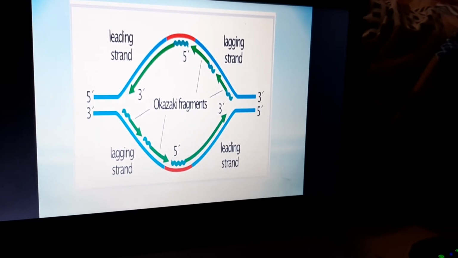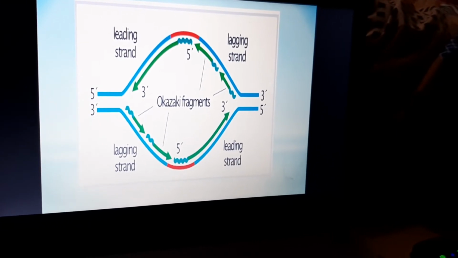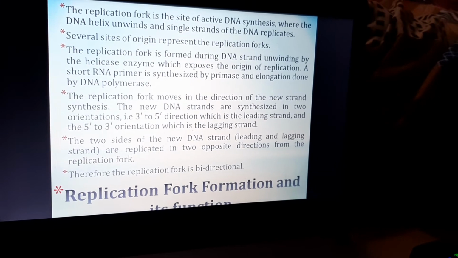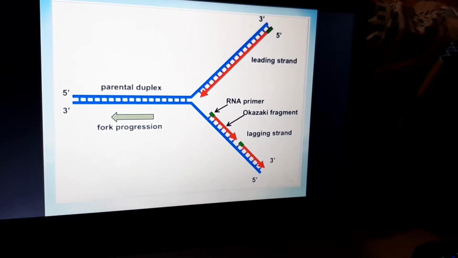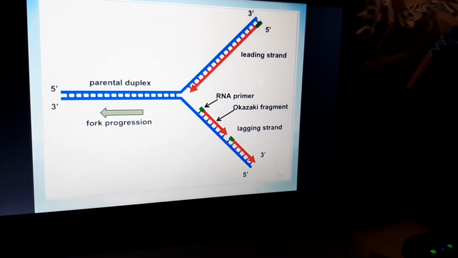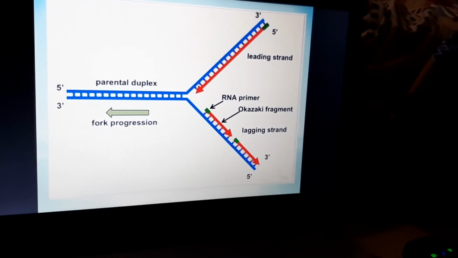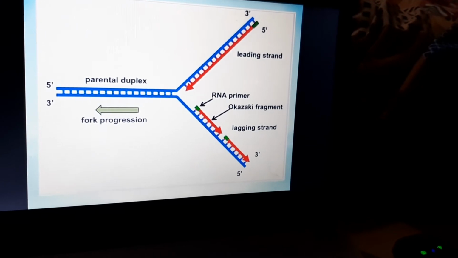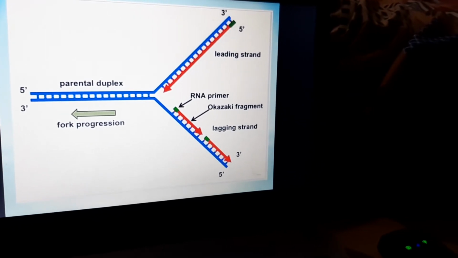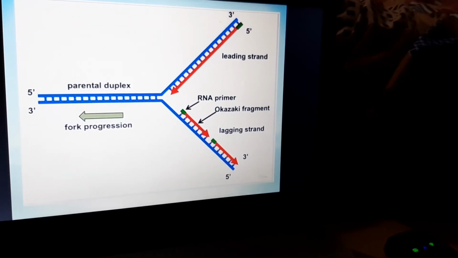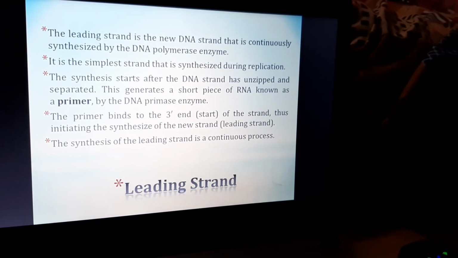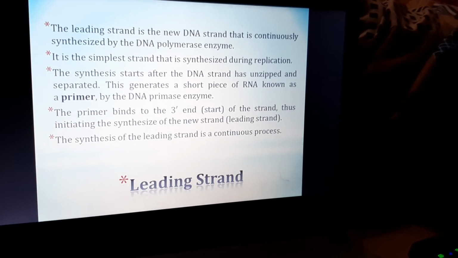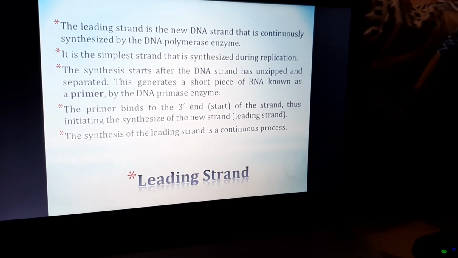So this image shows the leading strand and lagging strand of the DNA replication process, and the replication fork using the parental strands to synthesize the new daughter strand. It involves the leading strand, lagging strand, RNA primers and Okazaki fragments. These are involved in the synthesis of the new strand. The leading strand is in the 3' to 5' direction.